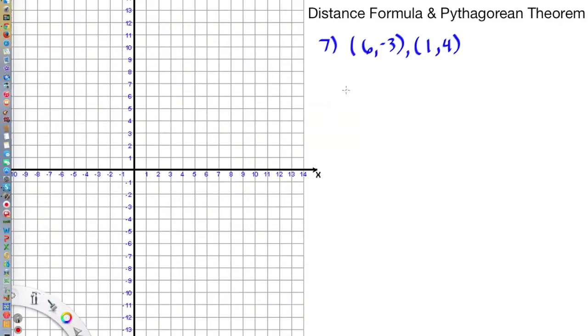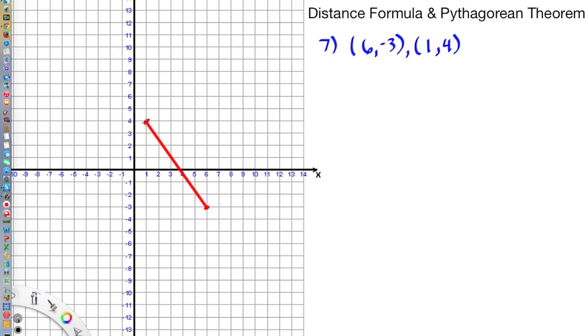Let's take a look at number 7. Here we have 2 more points, and then we have the coordinates for each. Our first point that we need to plot is 6, so we go 6 to the right, and then -3 means 3 down. Okay, and then our next point is 1 to the right and 4 up, which would be right there. There's our 2 points. Now we connect the 2 points. There's our straight line, and let's change the color up just a little bit here.